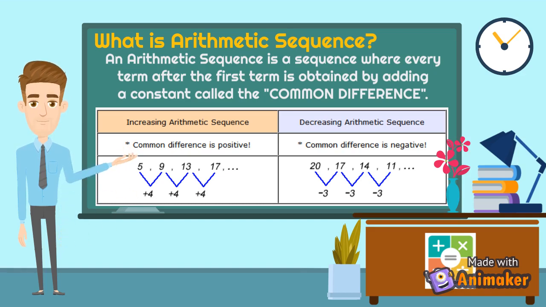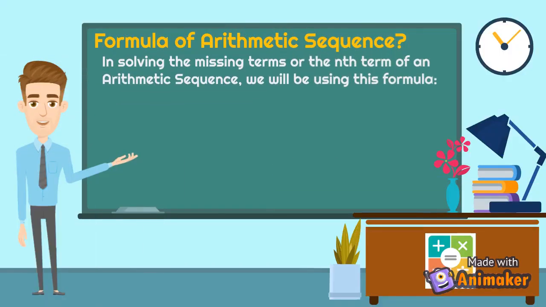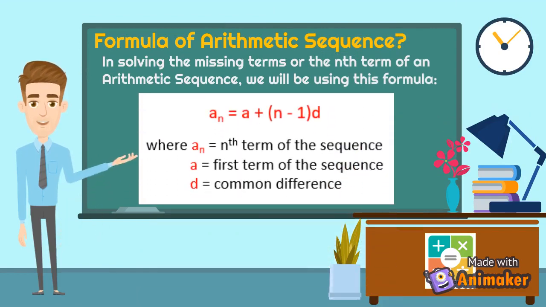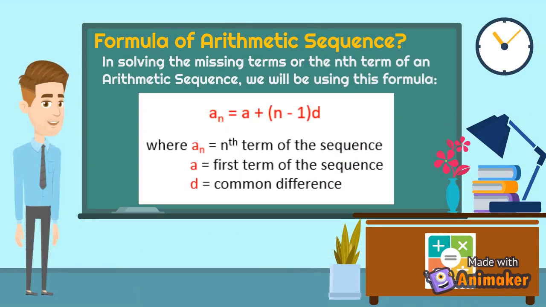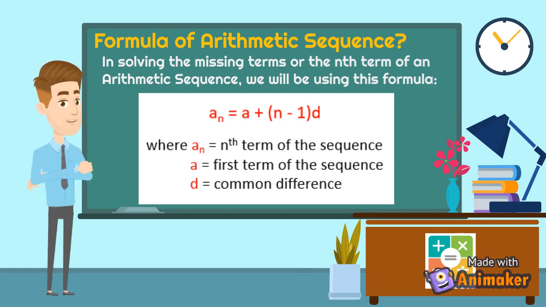Moving on, in solving the missing terms of an arithmetic sequence, we will be using this formula. a sub n is equal to a sub 1 plus the quantity of n minus 1, times d, where a sub n is the missing term of the sequence, a sub 1 is the first term, n is the total number of terms, and d is our common difference.